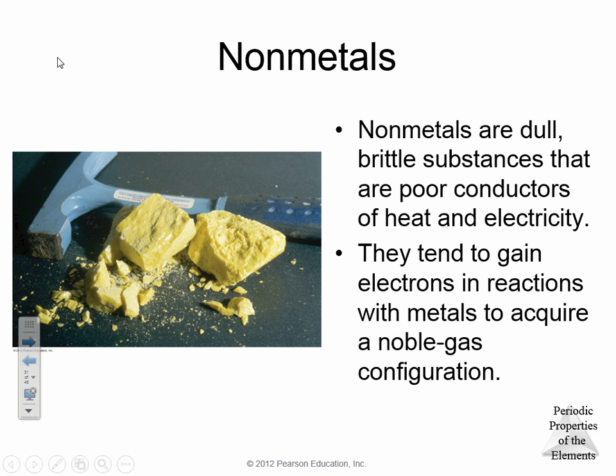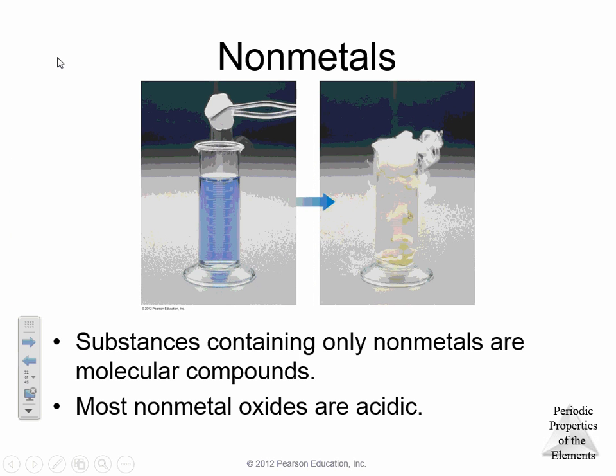Nonmetals, we're just again reviewing the chart. Nice picture of sulfur there on the left-hand side. Nonmetals are dull and brittle. They're very poor conductors of heat and electricity. And they don't conduct anything. So they're poor conductors of heat and electricity. They're dull and they're very brittle.